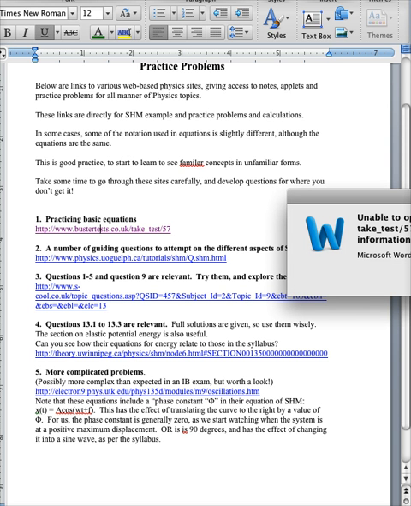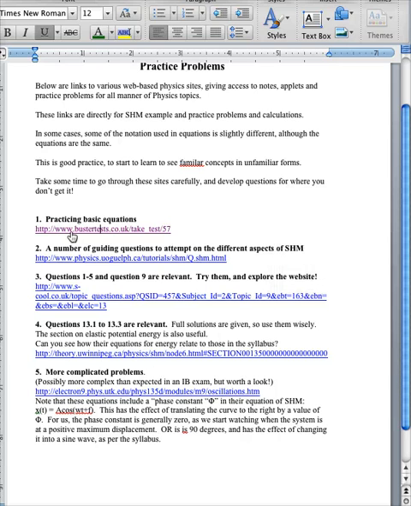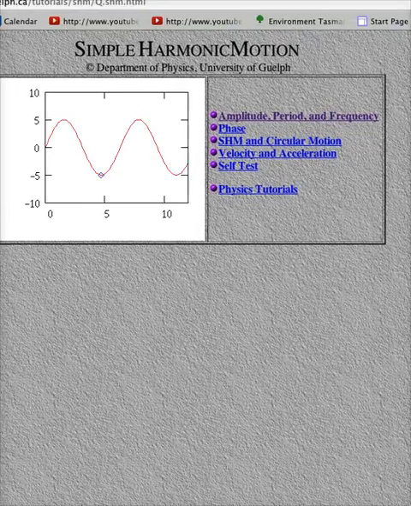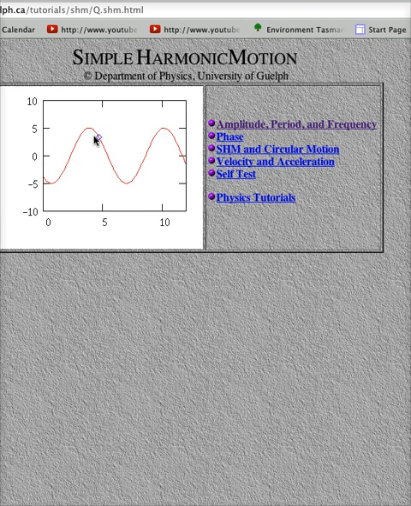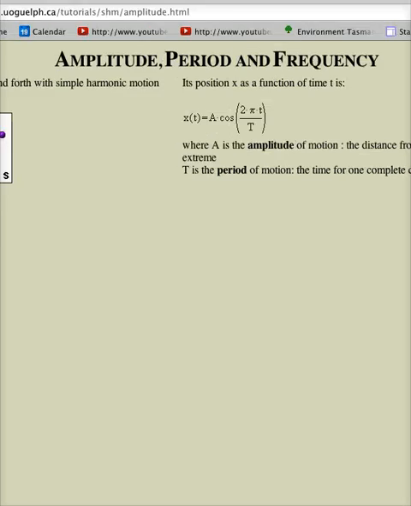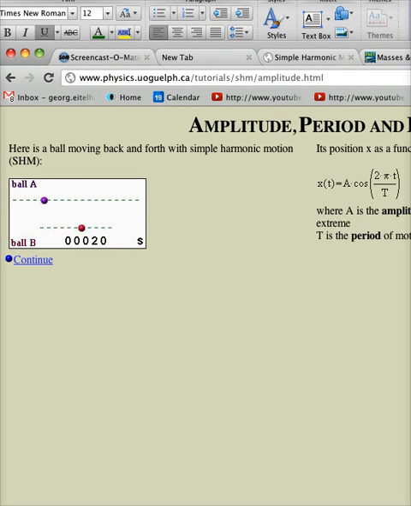Find it, it doesn't want to open. Don't ask me why. Let's try this one. Hooray, something's happening. Good. So you get to this place here. Now, simple harmonic motion, we must be in the right place. Thanks to the Department of Physics, University of Guelph. Let's test ourselves on amplitude, period, and frequency. So here's the deal. It gives us a question. Here's a ball moving backwards and forwards with simple harmonic motion.